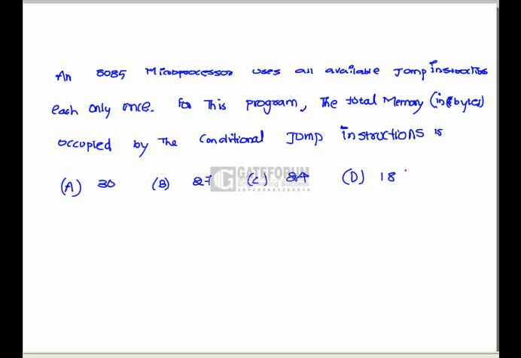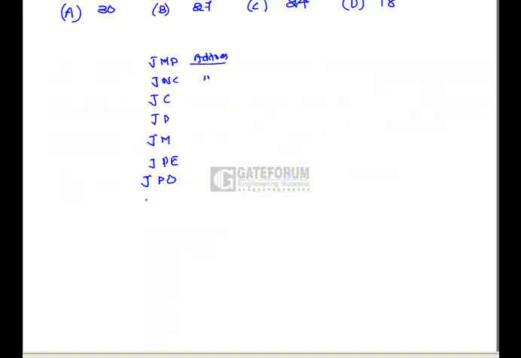An 8085 microprocessor uses all available jump instructions each only once. For this program, the total memory in bytes occupied by the conditional jump instructions is. In case of the 8085 microprocessor, the total number of jump instructions are 9, including jump, here is address. Here jump on no carry, jump on carry, jump on positive, jump on negative, jump on parity even, jump on parity odd, jump on zero, jump on non-zero.